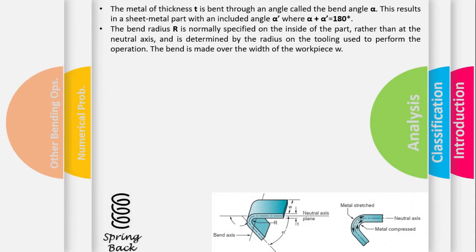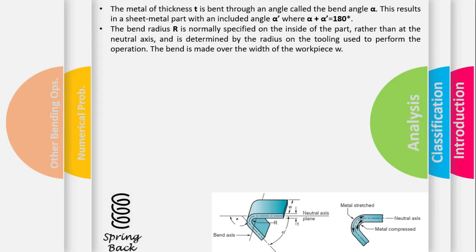If we move towards the analysis of the bending operation, some of the important terms of sheet metal bending are identified here. We have a sheet with the width W, and we have the thickness T. We have the internal radius of the bend. We have the neutral axis here. So the inside is under compression, as shown here, and the outside is under tension.